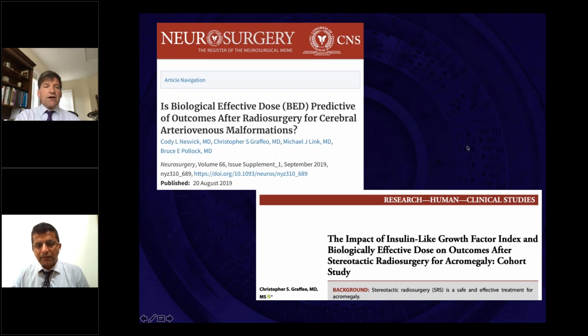Now, there have been more works since then. There have been 2 publications from the Mayo Clinic. Chris Graffio has published on AVMs, and also found a BED effect on the insulin-like growth factor index after treatment for pituitary adenoma for acromegaly.